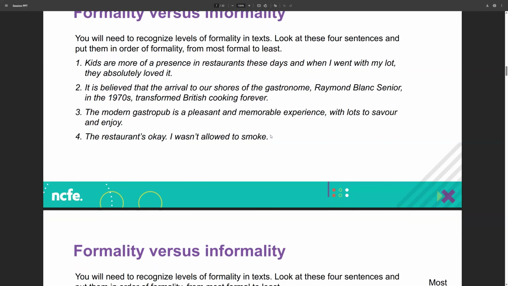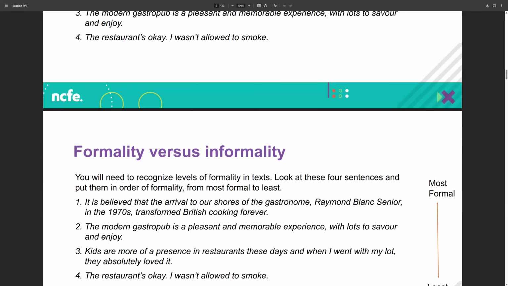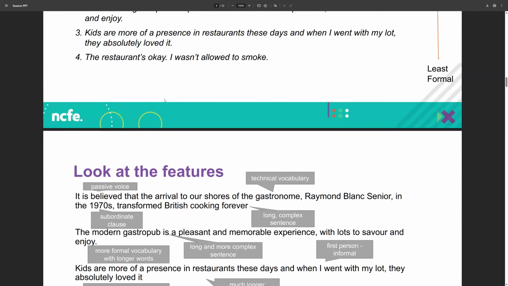Because the restaurant's okay. I wasn't allowed to smoke. It's a short sentence. There's abbreviations which aren't typical of formal sentences. Informality. Yeah, absolutely. I think we go through it. So yeah, I was right. So this is going from least formal to most formal in this order. But we'll look now at why that is the case, okay?